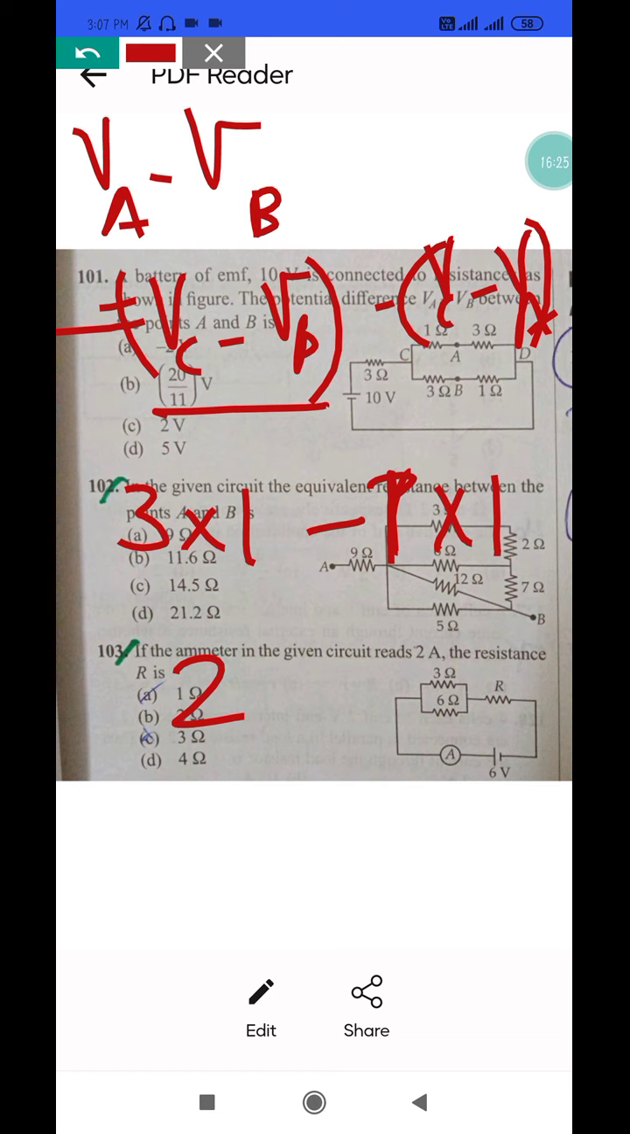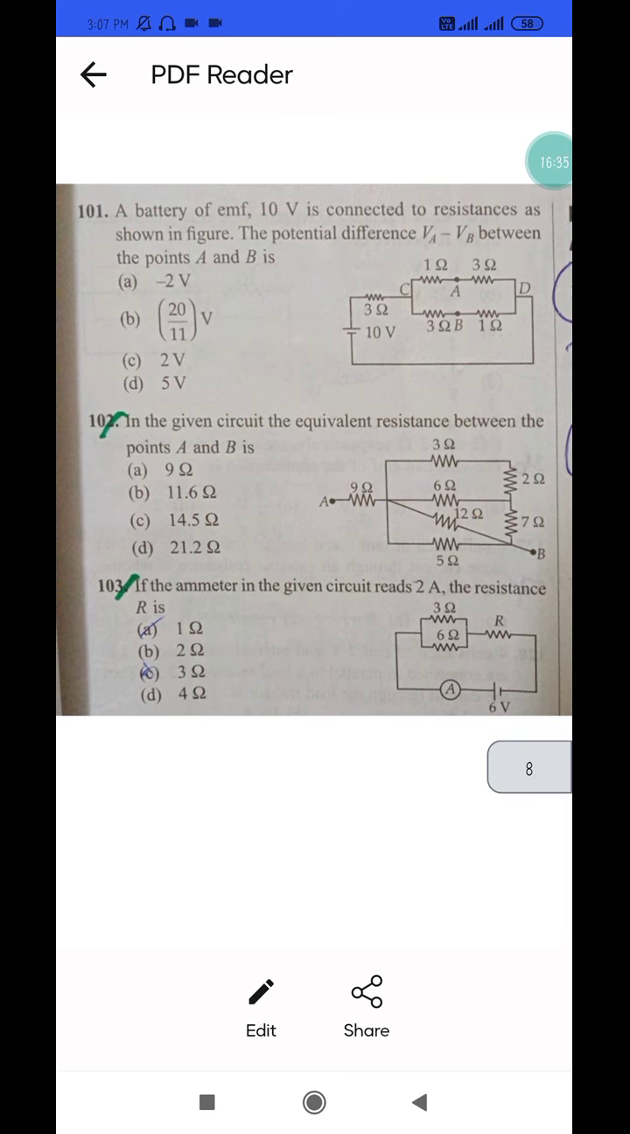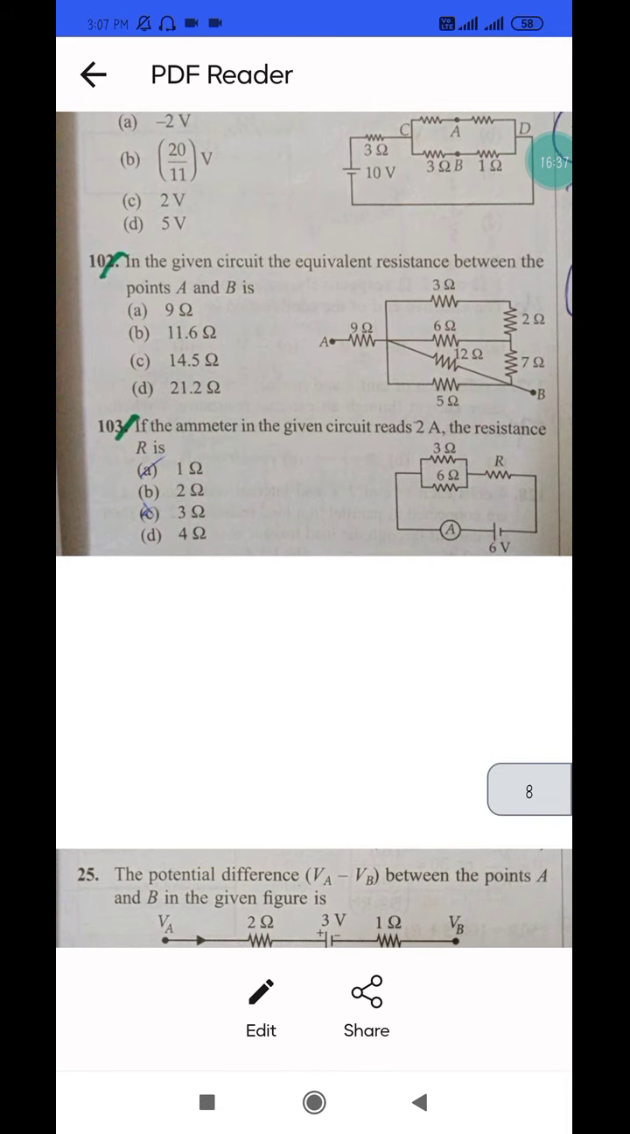So this is nothing but 2 volt. So 2 volt is the right answer, option C. I hope it is clear. We shall move on to the next problem. So 1 or 2 problems we can do.